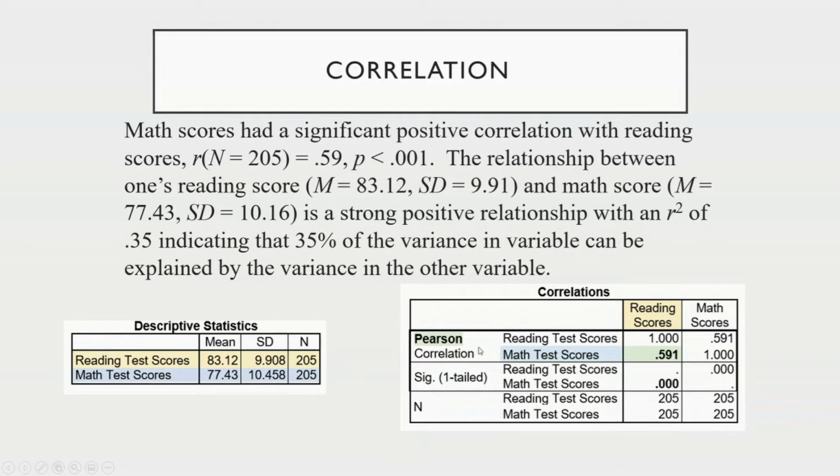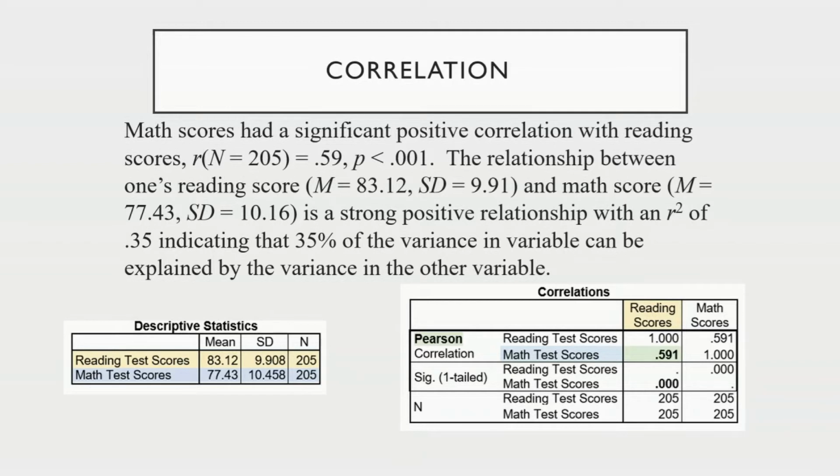We run our correlation. We ran a Pearson correlation because they're both continuous variables. And we look here, we have our reading scores aligned with our math scores. And we see that our R value is a 0.591. What does that tell us? We know this because we have looked at correlations. But that tells us that we have a positive and moderate to moderately strong relationship.